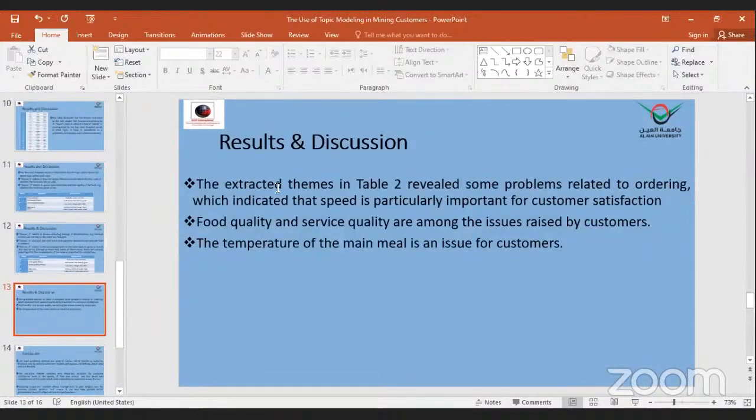As we can see, the extracted themes revealed some problems related to ordering, which indicated that speed is particularly important for customer satisfaction. Food quality and service quality are among the issues raised by the customers. The temperature of the main meal is also an issue for the customer.